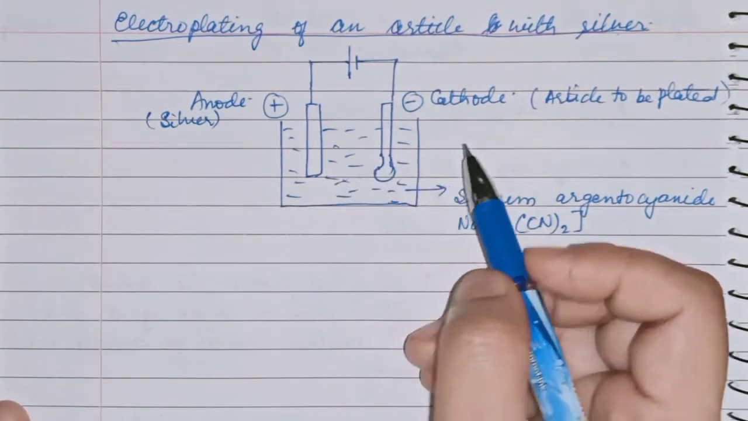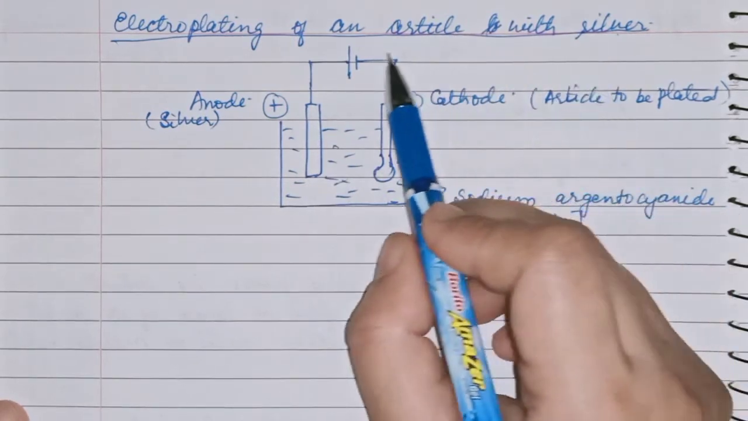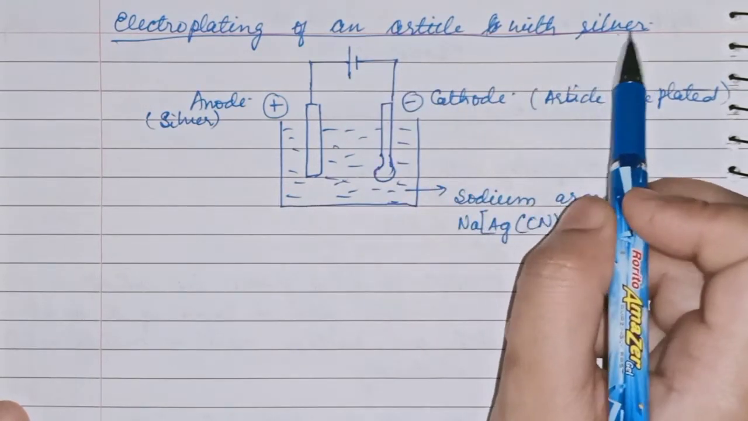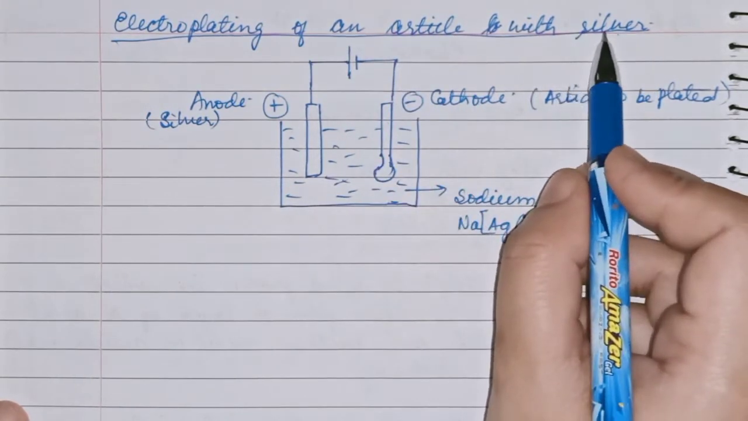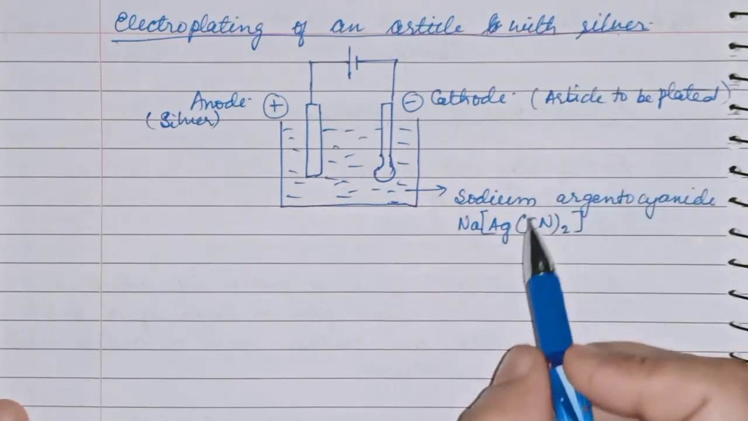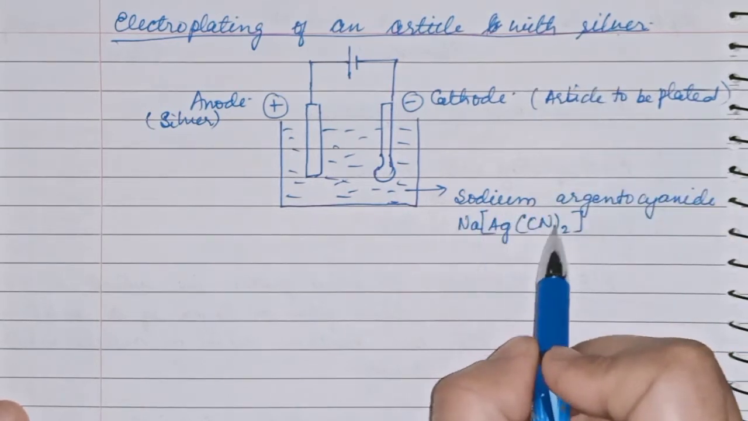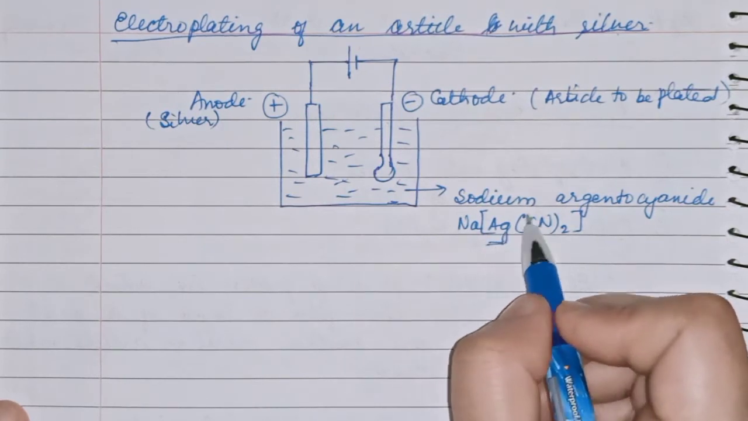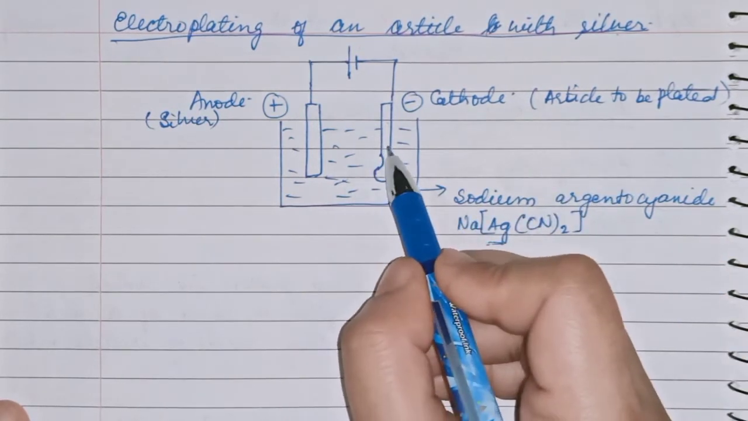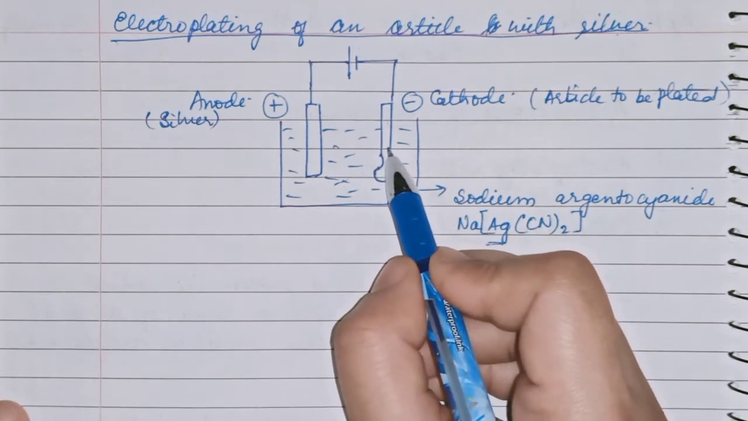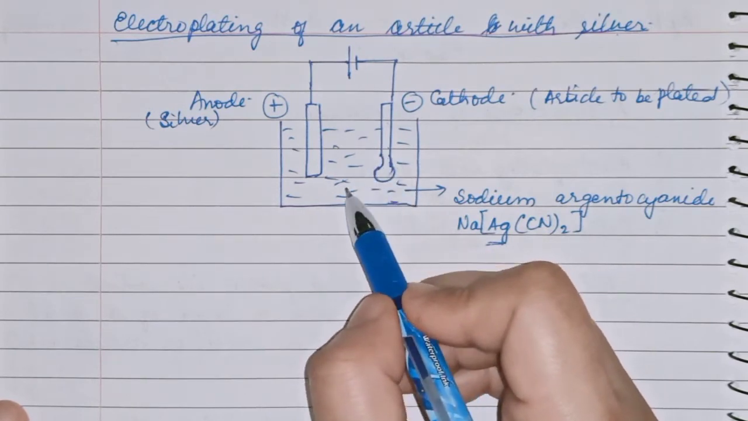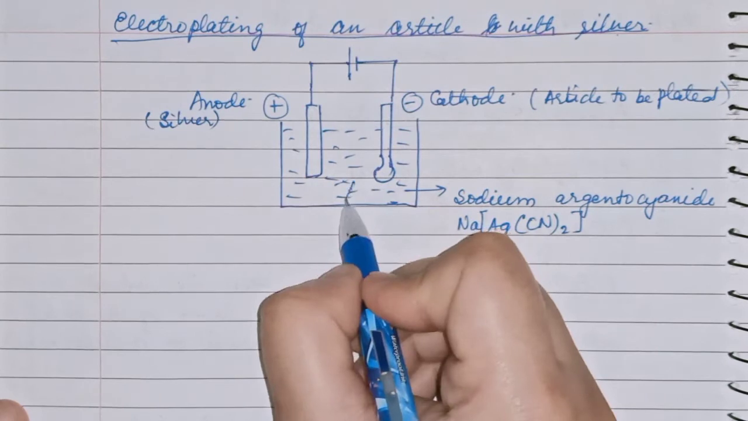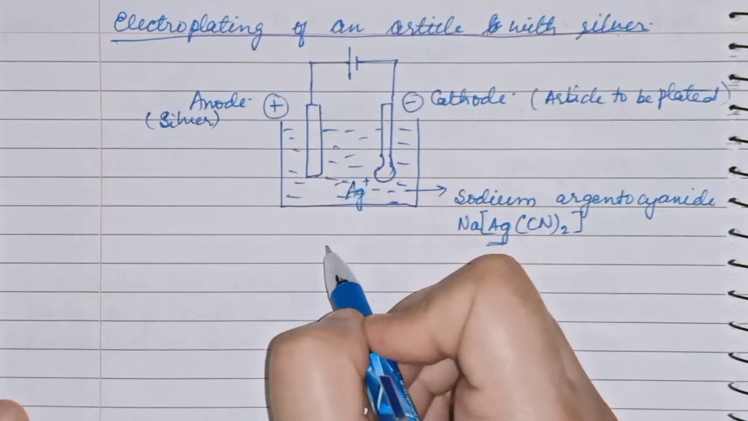The next condition was that the metal to be plated should be present in the electrolyte. See here, silver is present in the electrolyte. So the metal which is to be plated on the cathode or article must be present here in the electrolyte.